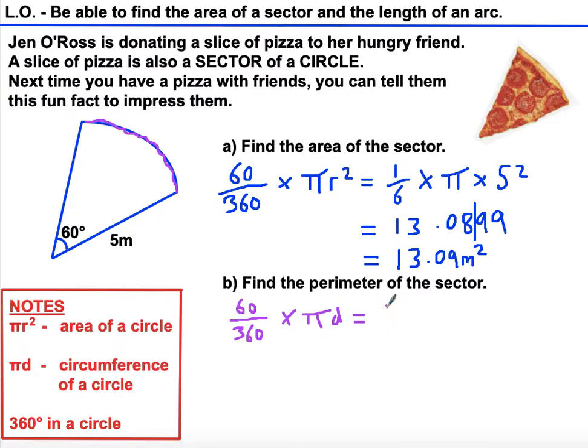Again, 60 out of 360. If you want to, you can simplify that to 1/6. Always a good habit to simplify, but by all means enter 60 over 360 into your calculator. So 1/6 times pi times the diameter. And we're going to put this into our calculator now, and that gives us a solution of 5.2359.